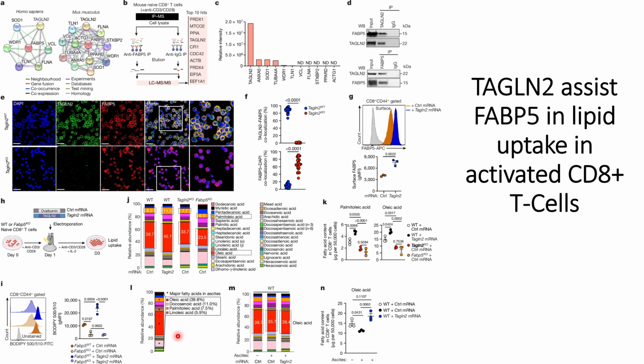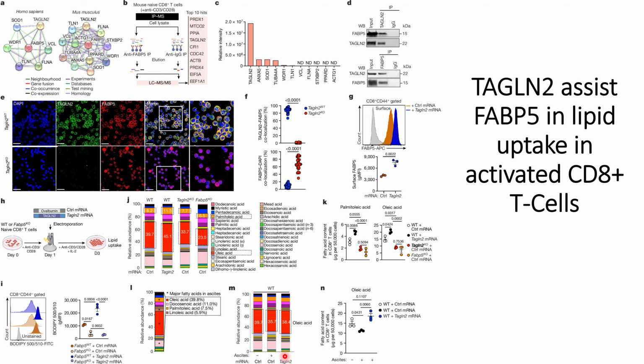Panel L represents the major fatty acids that are found in the ascites conditions in ovarian cancer, and it is shown here that oleic acid is usually present at 39.8%. And when they checked the oleic acid relative abundance in different conditions, they found that when they use control mRNA and ascites, they see a decrease in the oleic acid relative abundance compared to the case where control mRNA is used and there is no ascites.